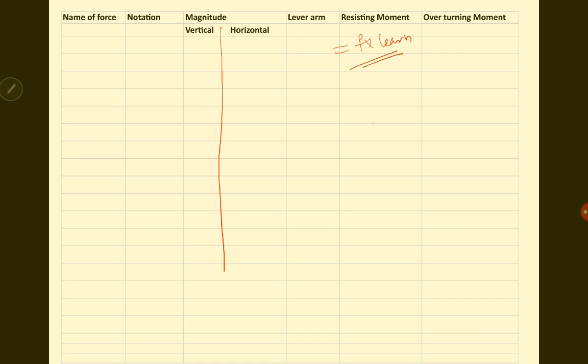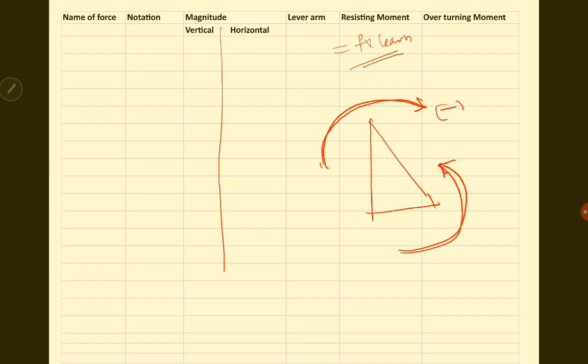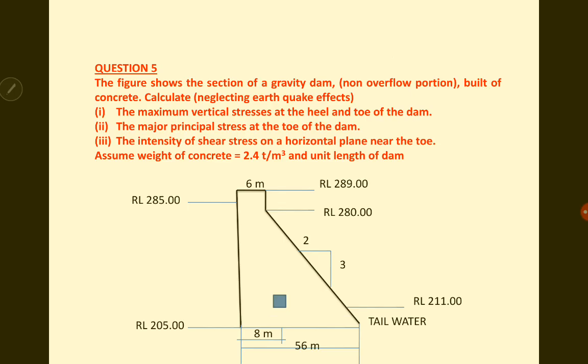And also one more thing, whenever you have a dam profile, there are certain forces which try to overturn this dam, right? And there are some forces which try to stabilize this dam. So you'll be taking the overturning forces as well as overturning moments as negative, and the stabilizing forces as positive. Okay, so destabilizing forces are negative and stabilizing forces are considered positive. Okay, we will start doing this question.